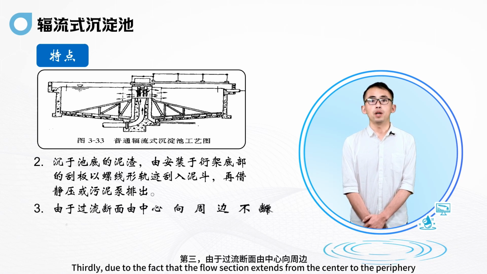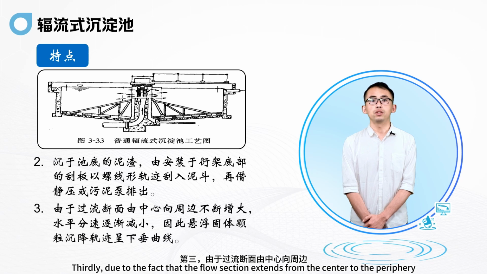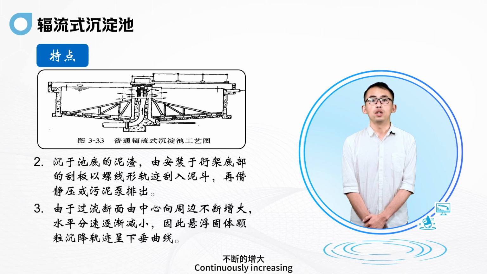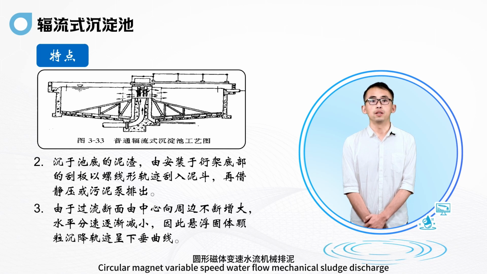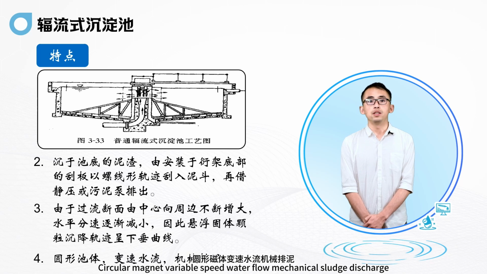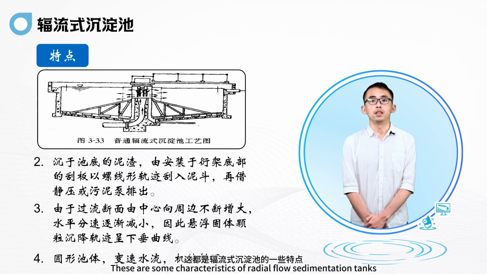Thirdly, because the flow cross-section continuously increases from the center to the periphery, the horizontal flow velocity gradually decreases. Therefore, the suspended solid particles settle along a drooping curved trajectory, with variable speed water flow and mechanical sludge discharge. These are some characteristics of radial flow sedimentation tanks.